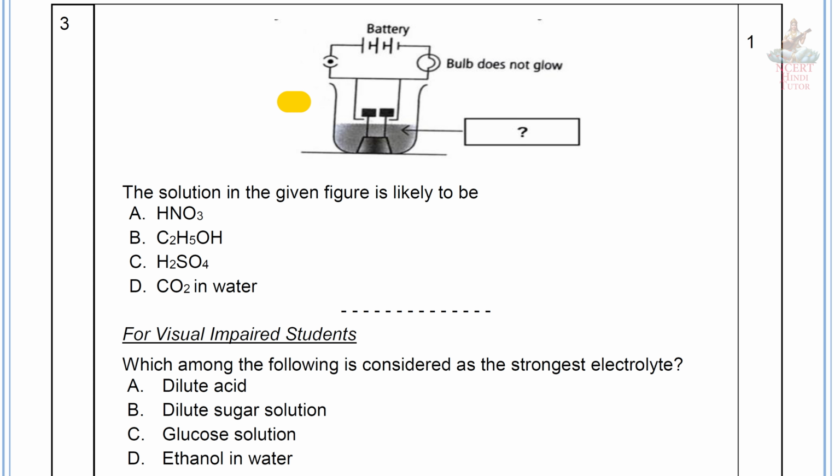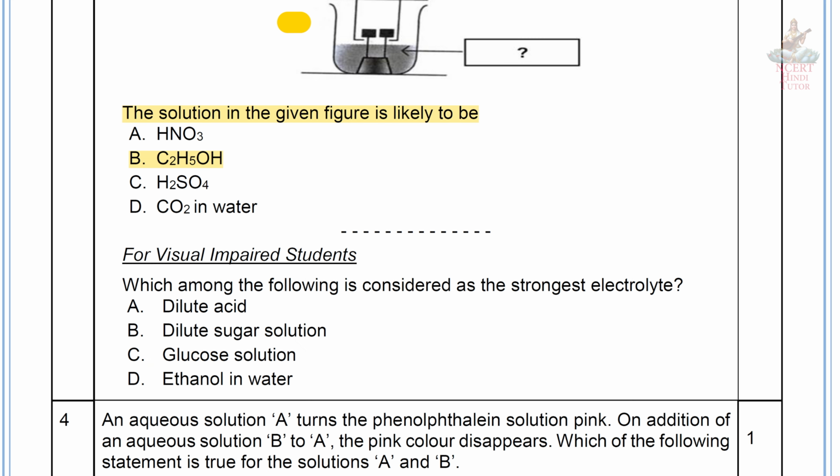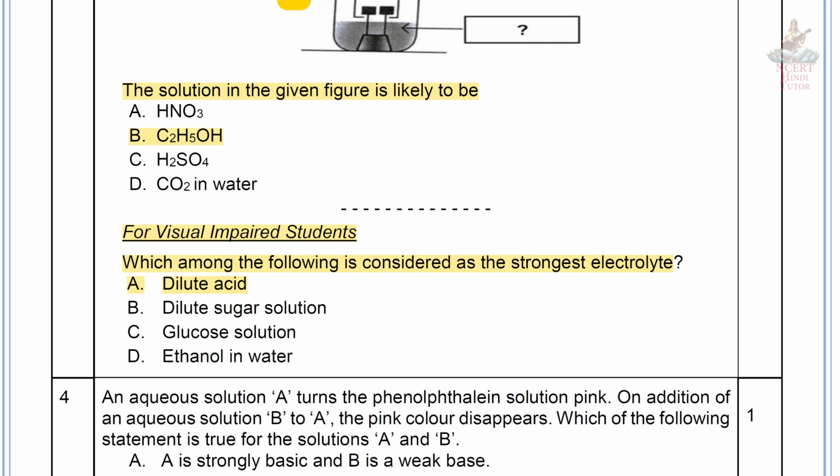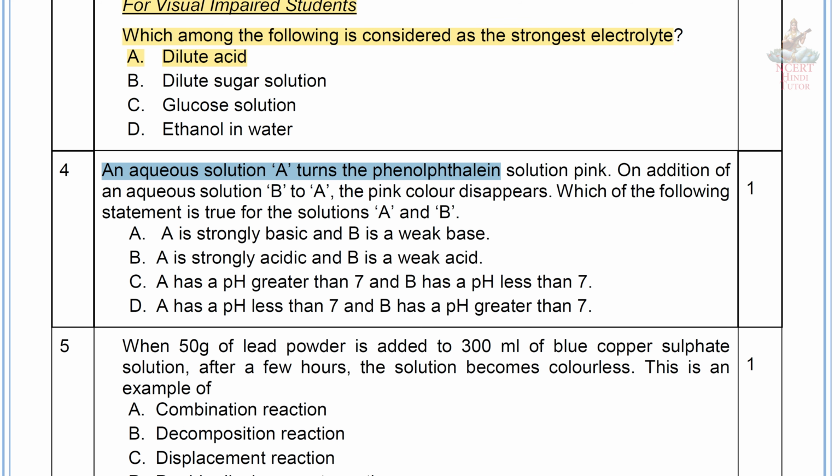Question 3. There is a figure with a battery, and the bulb does not glow. The solution in the given figure is likely to be answer B, C2H5OH, and its chemical name is ethanol. For visually impaired students, which among the following is considered the strongest electrolyte? Answer A, dilute acid. Question 4. An aqueous solution A turns the phenolphthalein solution pink. On addition of an aqueous solution B to A, the pink color disappears. Which of the following statements is true for solutions A and B? Answer C. A has a pH greater than 7 and B has a pH less than 7.